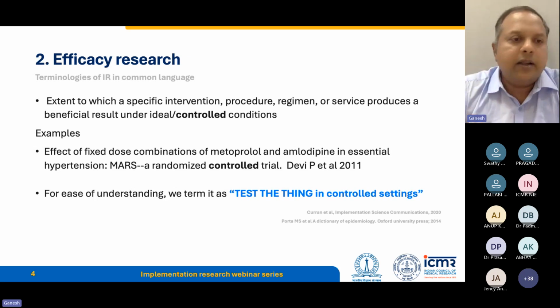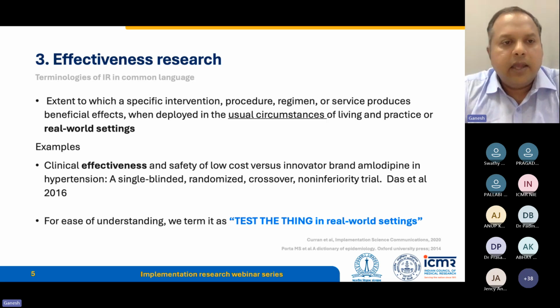Moving further, effectiveness research. Effectiveness research is the extent to which a specific intervention, procedure, regimen, or service produces beneficial effects, same as efficacy research, but when deployed in the usual circumstances of living, in practice or a real world setting. So in a real world setting, you are delivering a specific intervention, procedure, regimen or services in order to produce a beneficial effect.